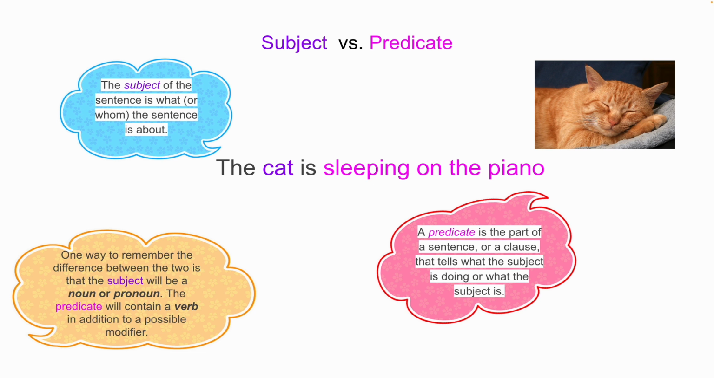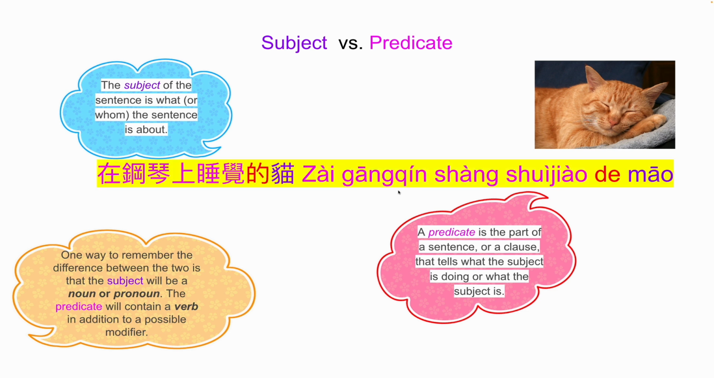So let's look at the example again. The cat that is sleeping on the piano. So how will we translate this sentence into Chinese? In Chinese, the sentence is translated as 在钢琴上睡觉的猫. 猫 means cat. 在钢琴上 means on piano. 睡觉 means to sleep. So if I translate word by word into English, it will be on piano, sleep, cat.